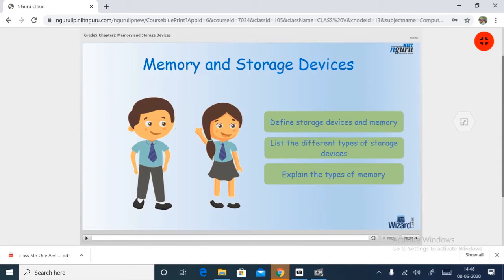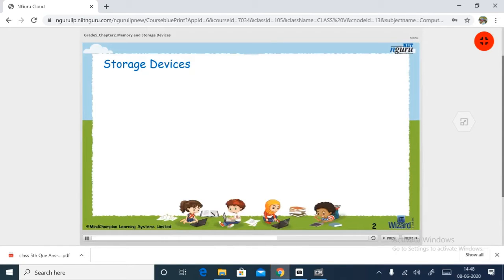Hello students. So today we will learn about chapter 2, memory and storage devices. First we will learn the definition of storage devices and memory, different types of storage devices, and types of memory. So first are the storage devices. What is a storage device? A storage device is a part of the computer used to hold and store data.